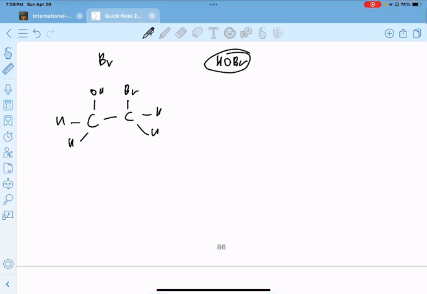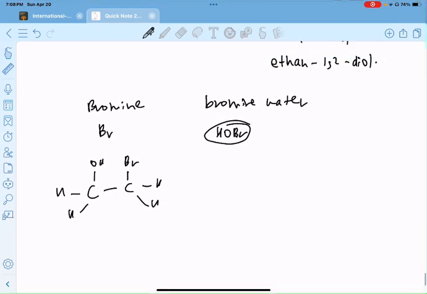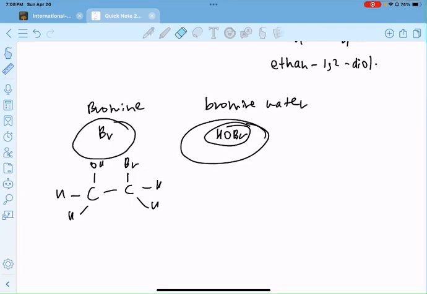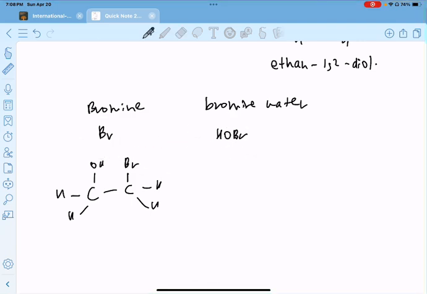So why is this a test for alkenes? It is because when you break the carbon-carbon double bond, you essentially remove the bromine and the bromine water, okay? But how do we know what the positive test is? It's because you will see a color change.